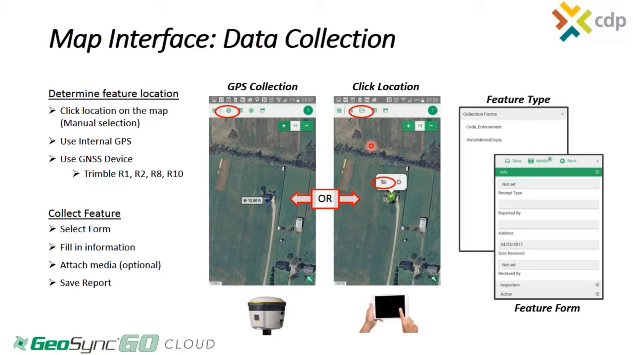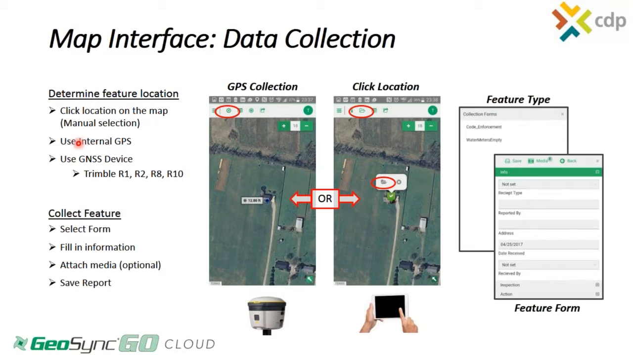If we select that, it opens up our feature menu, the different forms that we would select. If we were doing water meters or code enforcement, we select the appropriate feature type. It opens the form. You fill out the form, hit save, and that's a new feature report.